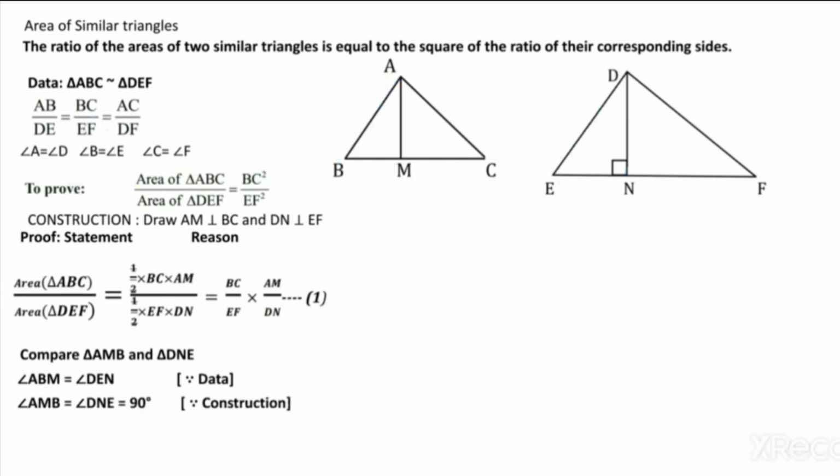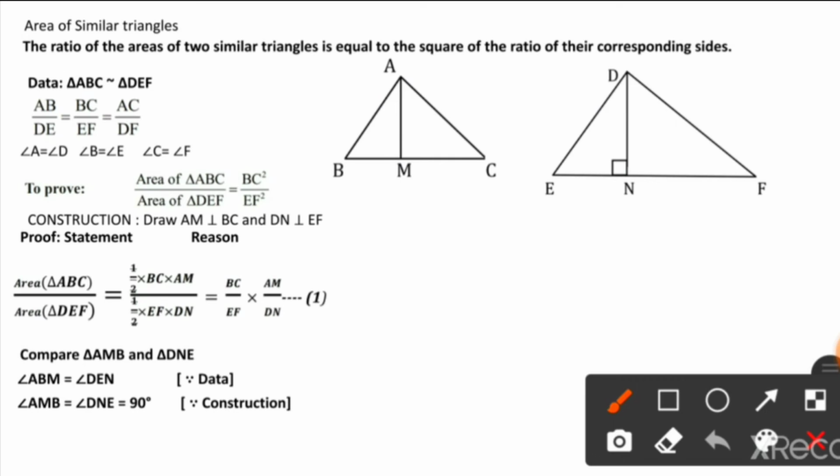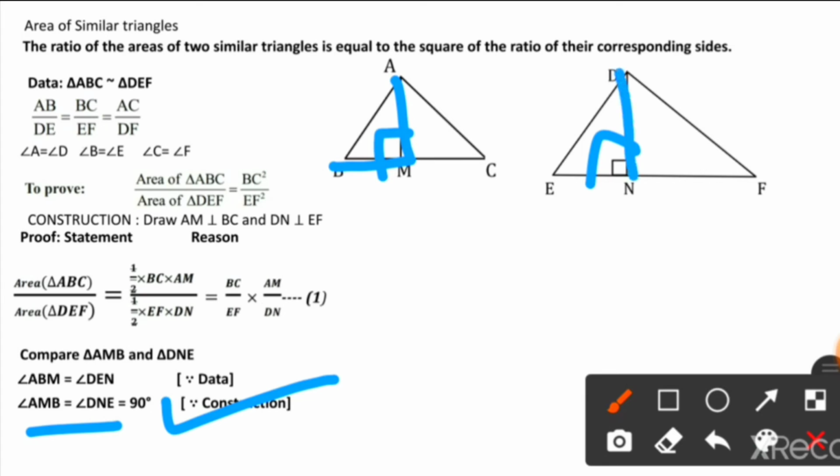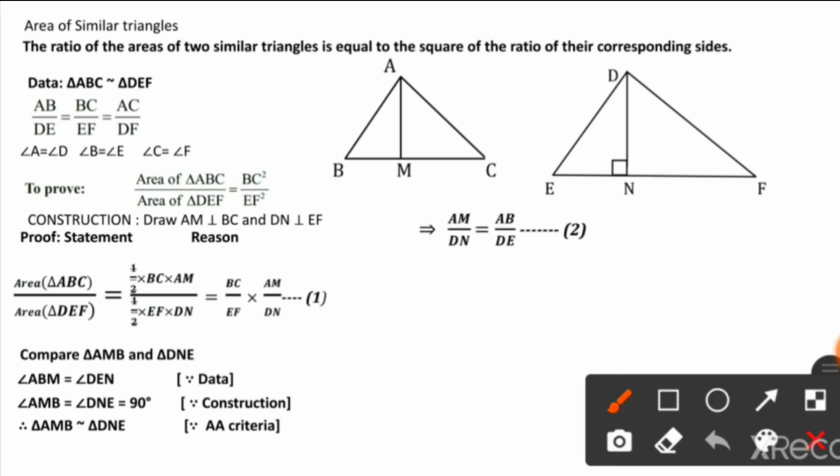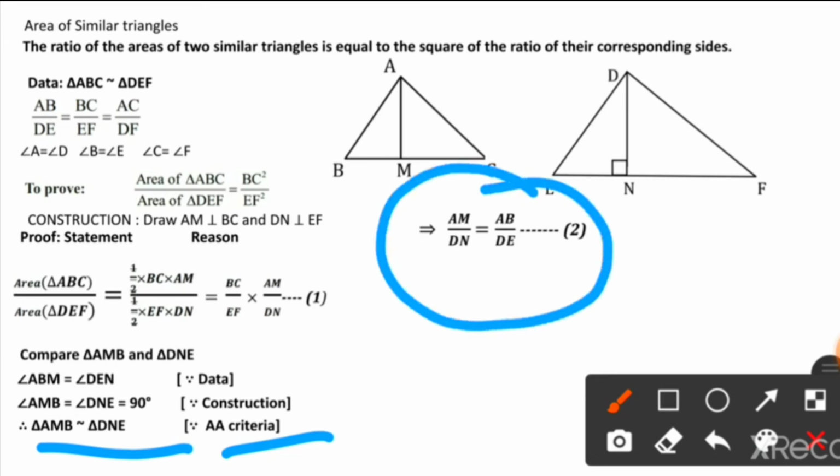The next thing is, according to the construction, we have made AM perpendicular to BC and DN perpendicular to EF. Therefore, they both make 90 degrees, that is AMB is equal to DNE is equal to 90 degrees by construction. Now the two triangles become similar based on AA criteria. So once we have proved that the two triangles are similar based on AA criteria, meaning angle criteria, I can say that their corresponding side ratios are equal.